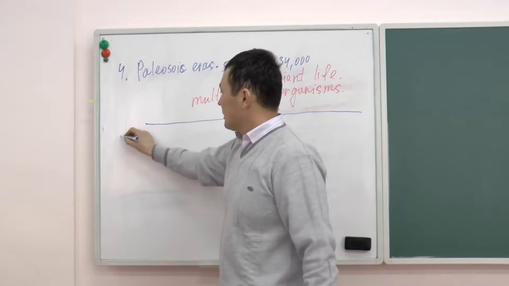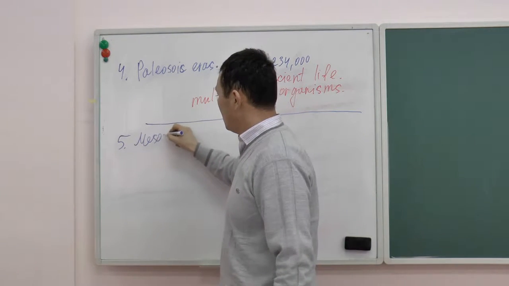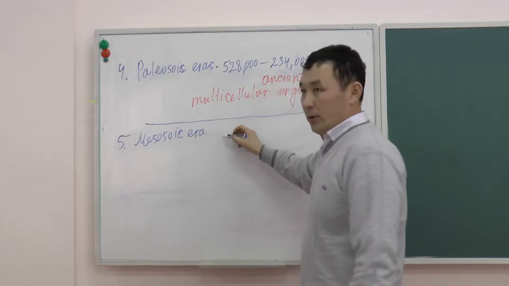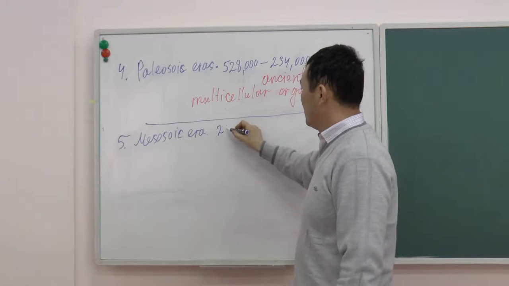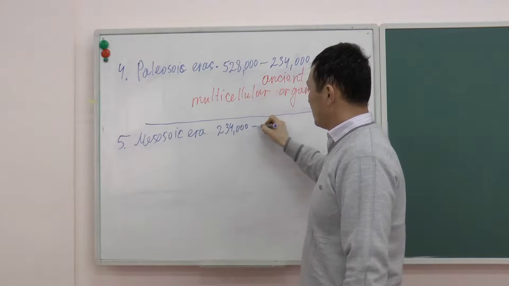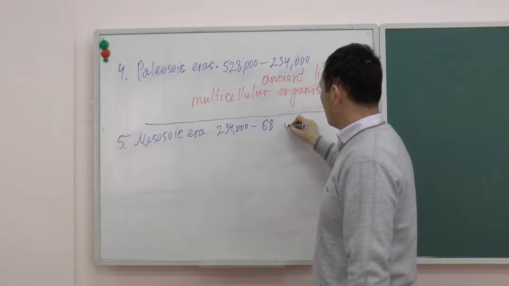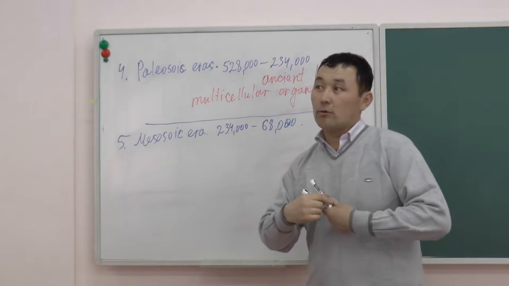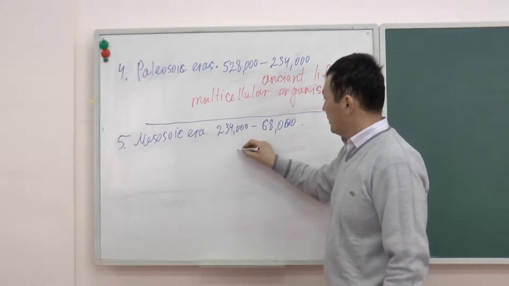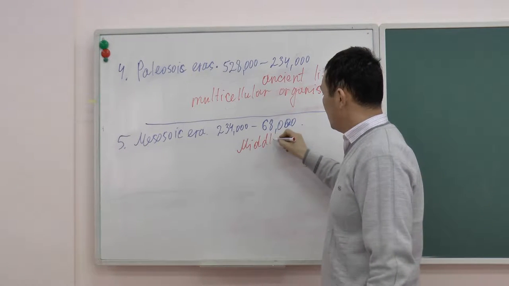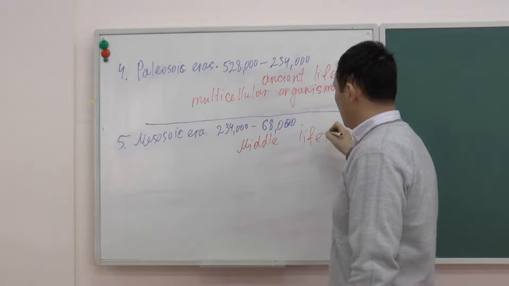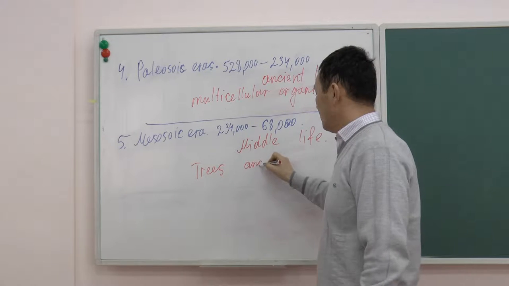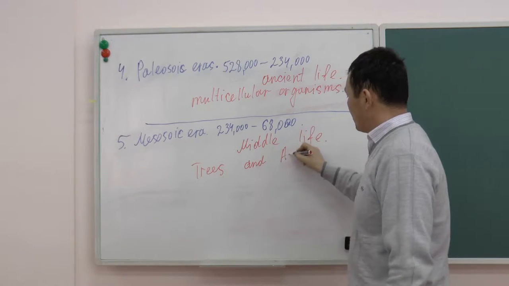The fifth period is the Mesozoic era, which lasted from 234 million till 68 million years. And we can call this period in other words a middle life. In this period there are a lot of trees and animals.